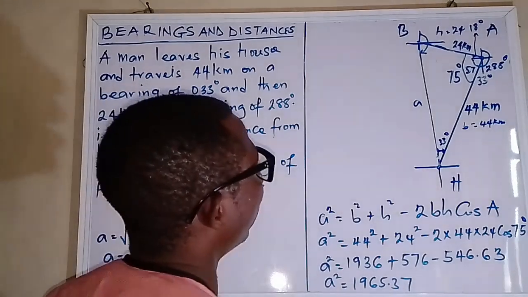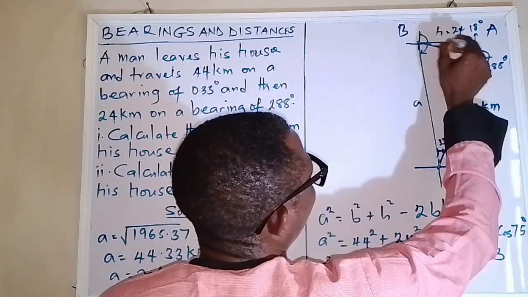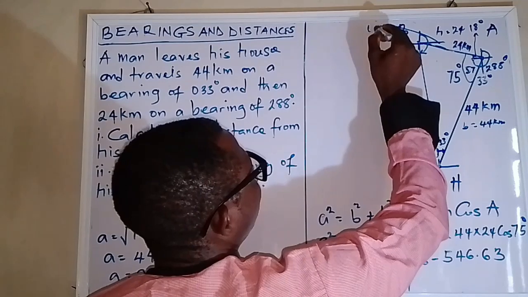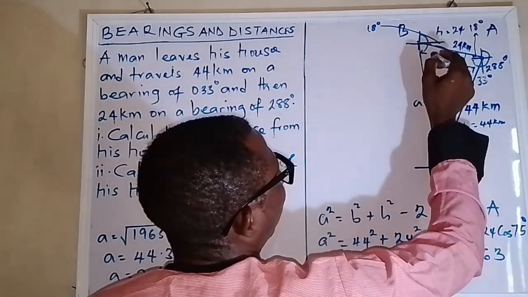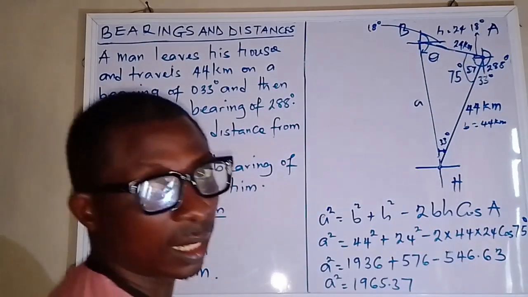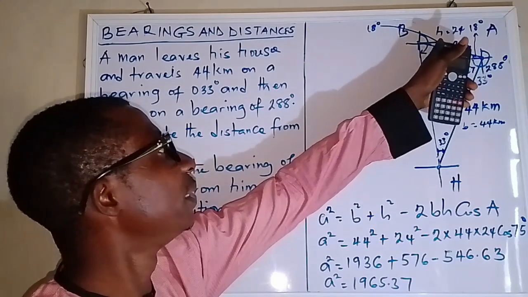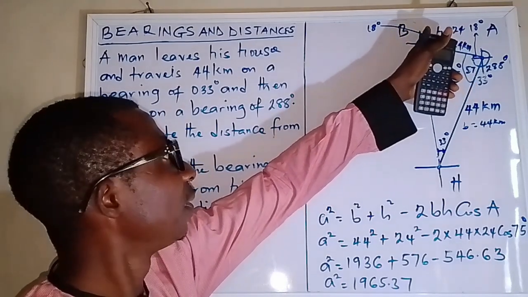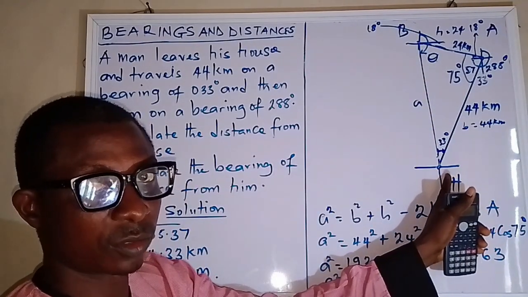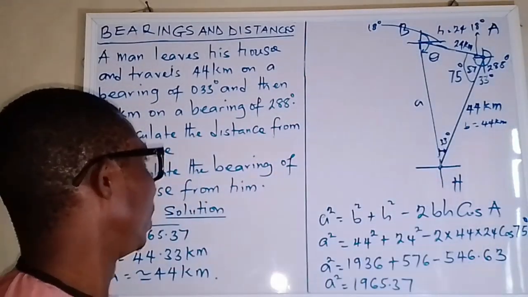Okay, so don't forget, this angle here is 18. So that means this place is going to be 18 as well. The angle here will be alternate to this, so 18 degrees. So all I just need to do is get this angle, and this angle plus the angle 18 here, and 90 here is going to be the bearing of his house from him. Okay, so now let's get this angle.